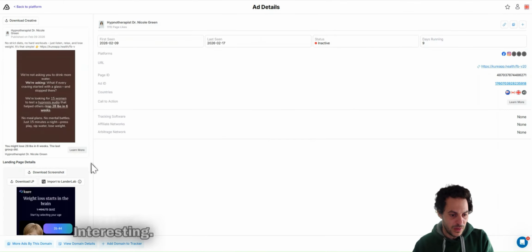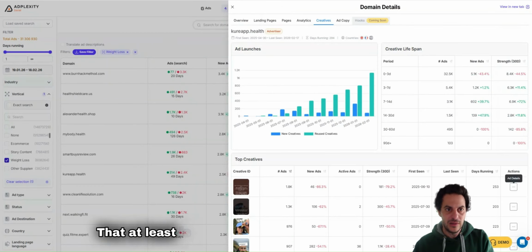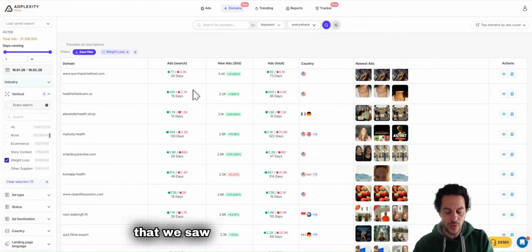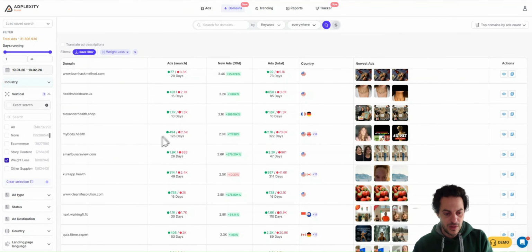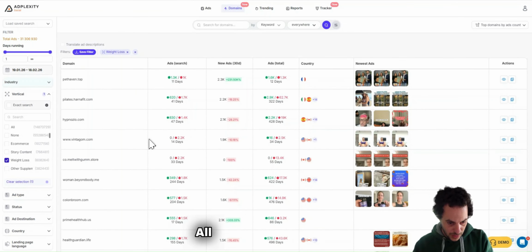Seems to be an image. Interesting. So these guys are promoting an app. That at least is something different from the examples that we saw from the weight loss patches, the VSLs and the supplements. So something else. Let's do one more and then we will.